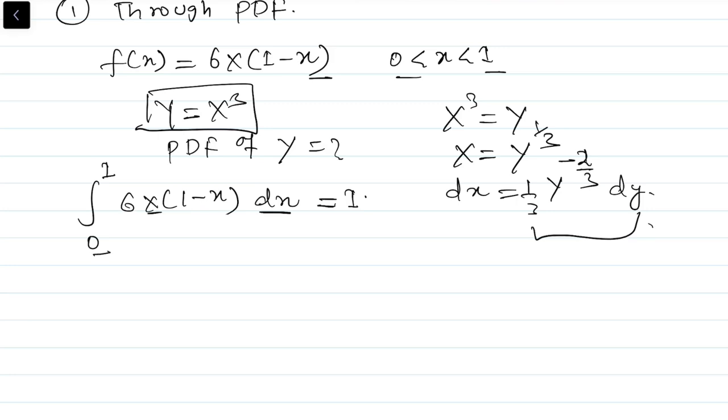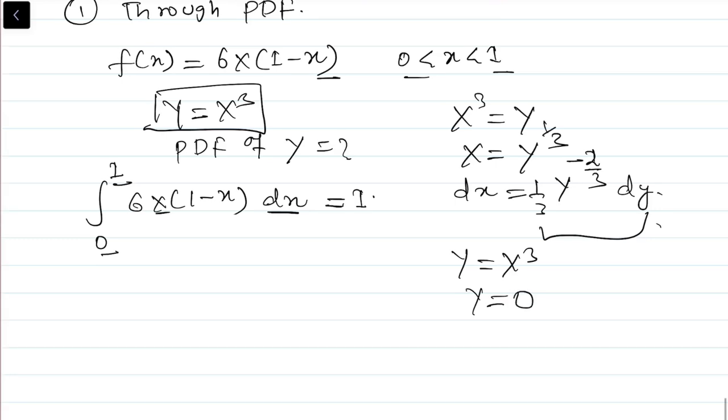Now what about the range? We need to change this range as well. So we know y equals x cube, so we can put the value of x. Initially it is 0, so when you put x equals 0, then y is 0, right? And when you put x equals 1, then y is 1. So there will not be any change in the range.